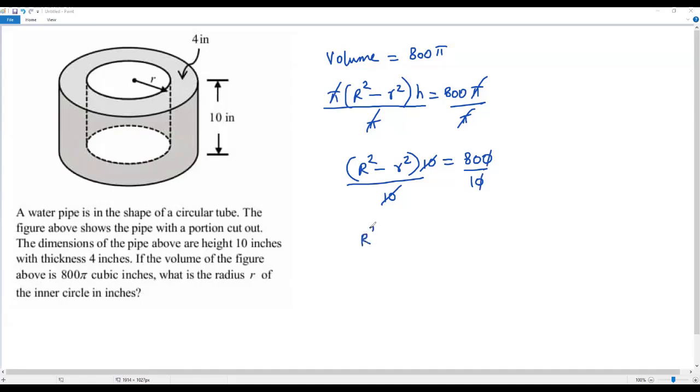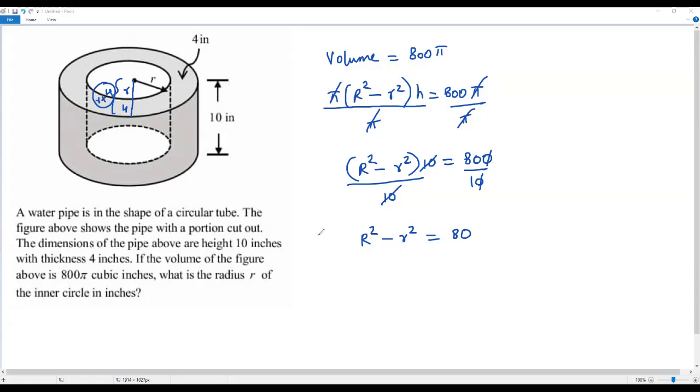Now we get capital R square negative lowercase r square equals, we have 80 on the right side. What does this capital R stand for? Already we know that this lowercase r stands for the radius of the inner circle. It's given over here. This capital R stands for the radius of the outer circle. We know that this portion is the radius of the inner circle, that is r, and this gives the thickness of the tube, that is 4 inches. Then what is the radius of the outer circle? That is clearly lowercase r positive 4.